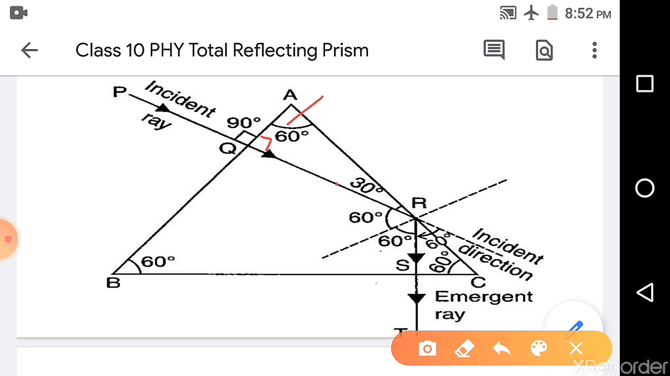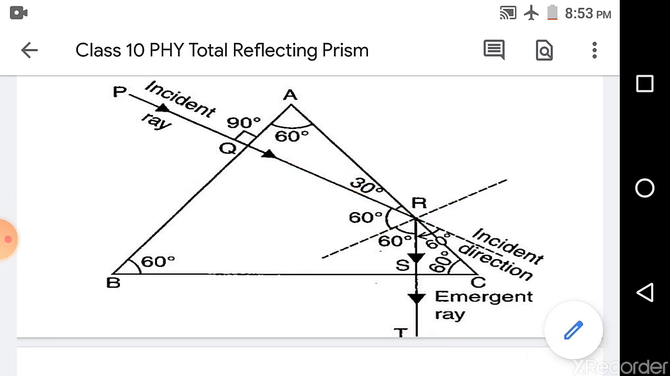So this part is 60 degrees, 30 degrees, and as the normal is drawn here and this part is 30 degrees, that's why this angle is 60 degrees. So this light ray is incident here making an angle of 60 degrees with the normal. That means the angle of incidence here, when the light ray is incident at this point, is 60 degrees, which is greater than the critical angle.